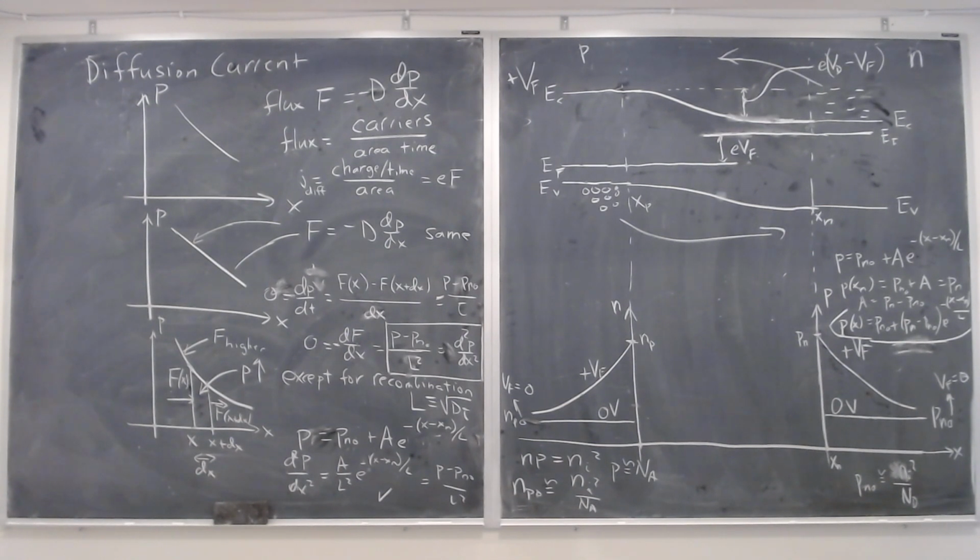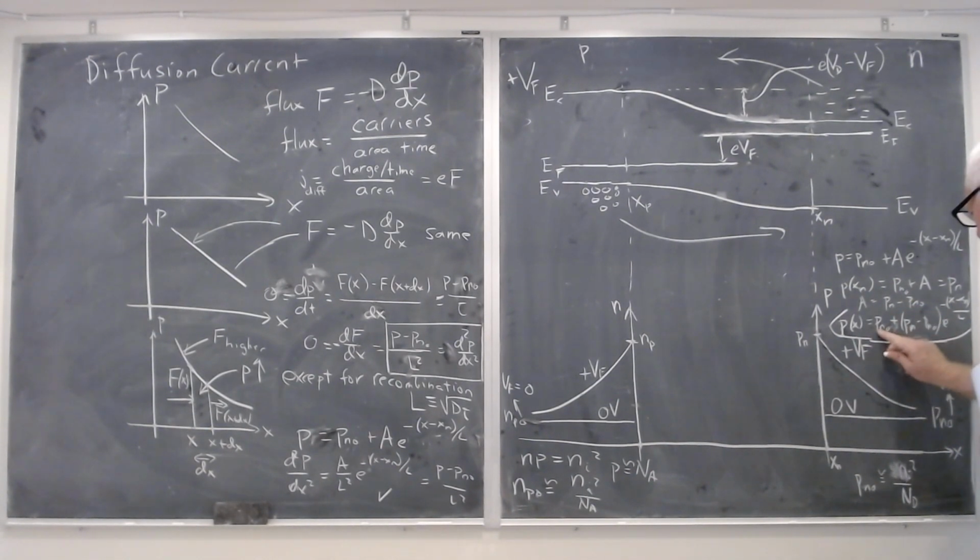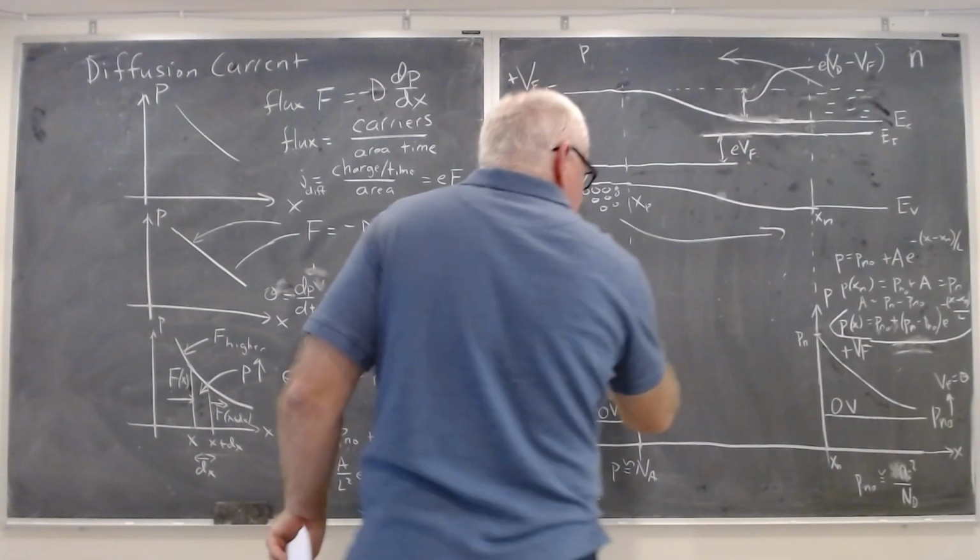Let's stand back and look at that for a minute. Make sure you understand this. At x equals xn, the exponent is 0, so e to the 0 is 1, and p of x is pn0 plus pn minus pn0, so it's pn. Now at x equals infinity, this is e to the minus infinity, which is 0, so that goes away, and it becomes pn0. So it's basically this exponential going down. And the same thing happens on this side.